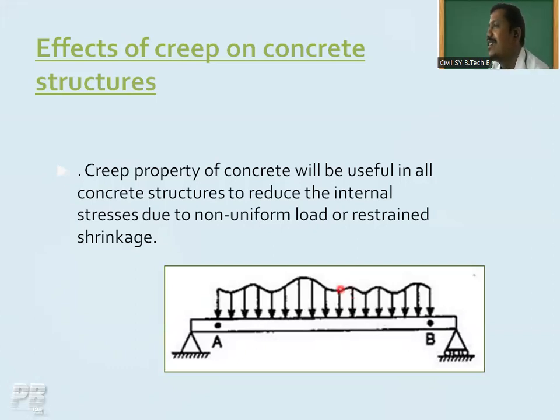So the creep property of the concrete will be useful in all concrete structures to reduce the internal stresses due to non-uniform loading or restrained shrinkage. If you just see the diagram, you will come to know there is a distributed load, correct? But is it uniform or non-uniform? It is varying, no? Okay. So it may be a uniformly varying load or a uniformly distributed load. Because of the loading conditions, the creep has been induced in your concrete structure, and you need to consider it.